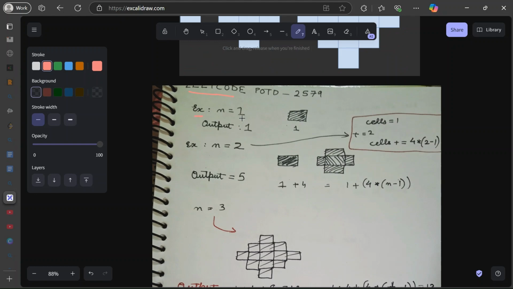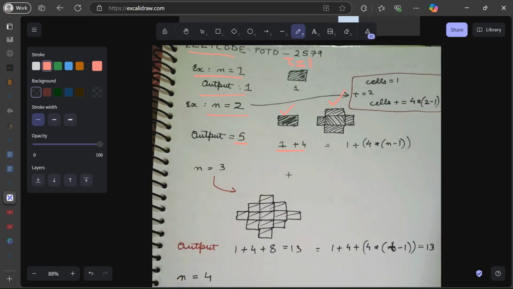First example is n equals to 1. So this is at t equals to 1. We can only cover one block, so our answer would be 1. Now for n equals to 2, we have 2 seconds. So at first minute, this one block would be covered. And on the second minute, the surrounding 4 cells are covered. So we get this 1 plus 4 is 5. So our output is 5.